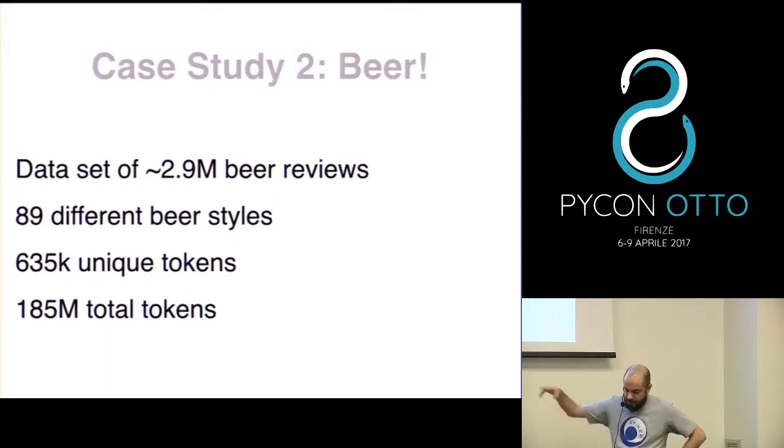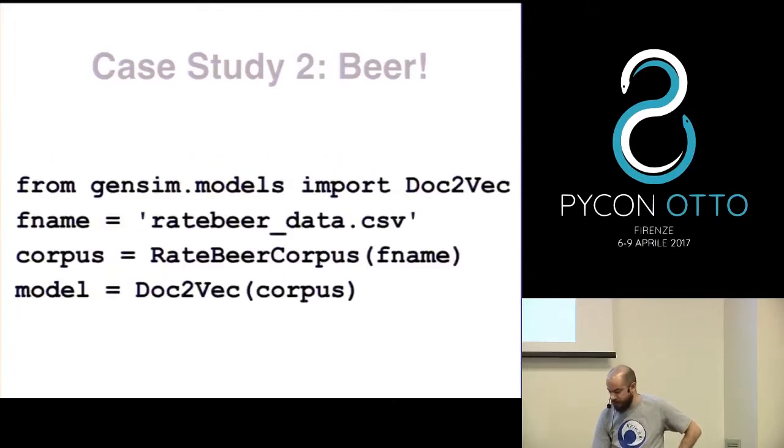So these are some numbers. You can see there are a lot of words. Beer fanatics talk a lot about beers. And the process here is kind of similar, but we're using doc2vec in this case. So it looks pretty much the same.